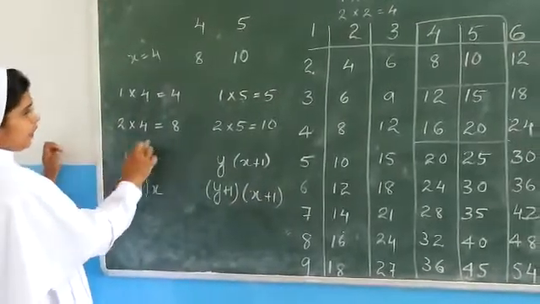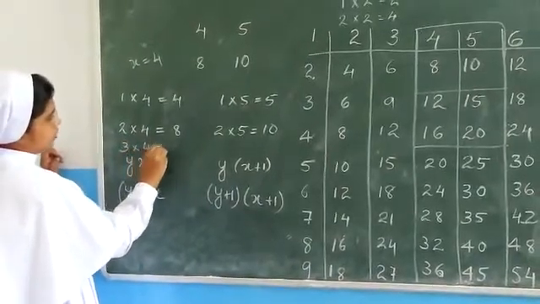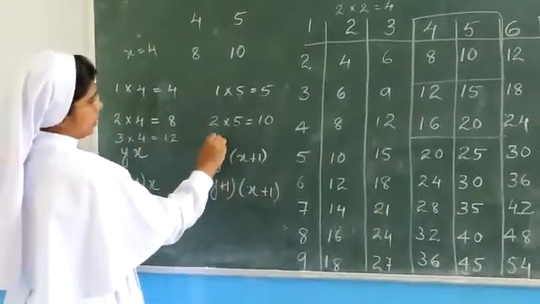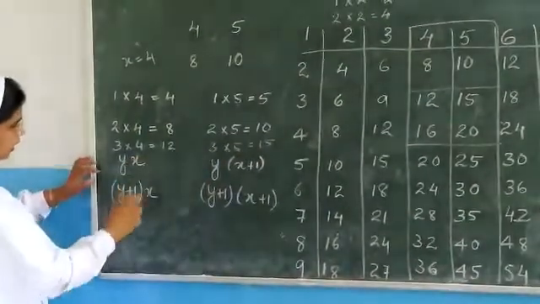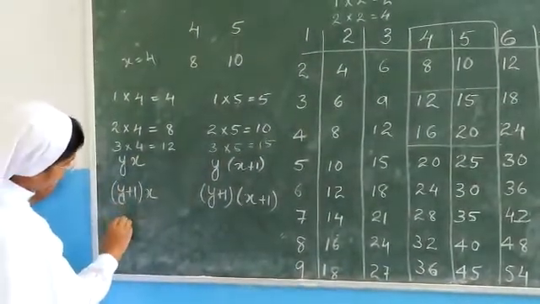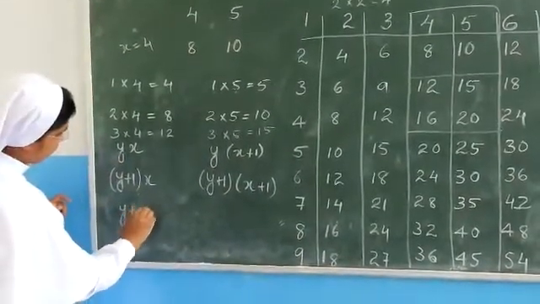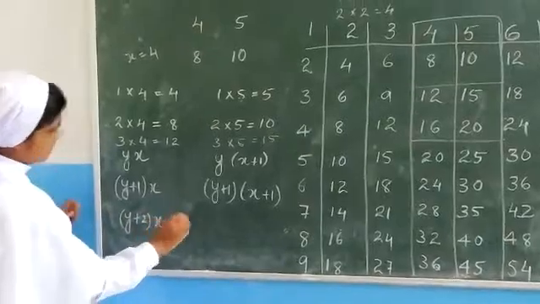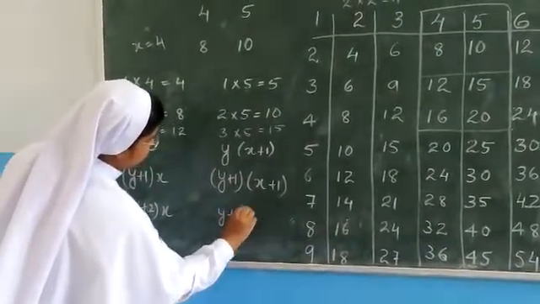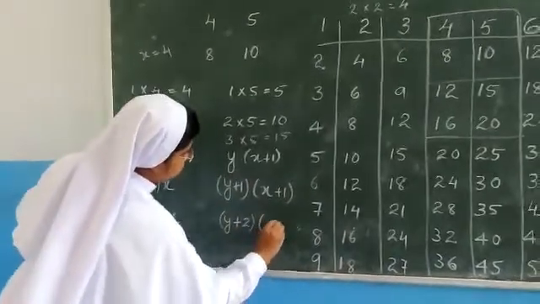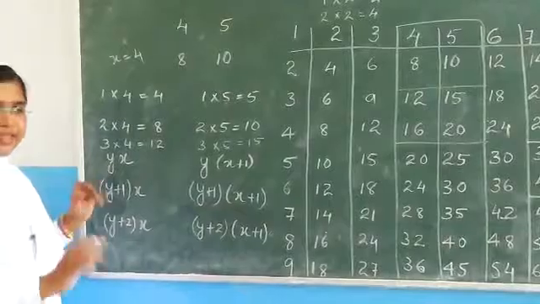Alright. Now if I write one more number here, how will you write here? 3 into 4 is equal to 12, and 3 into 5 is equal to 15. Okay, how will you write that relation? Here we can write y plus 2 into x plus 1. Okay, I hope it is getting clear to you.